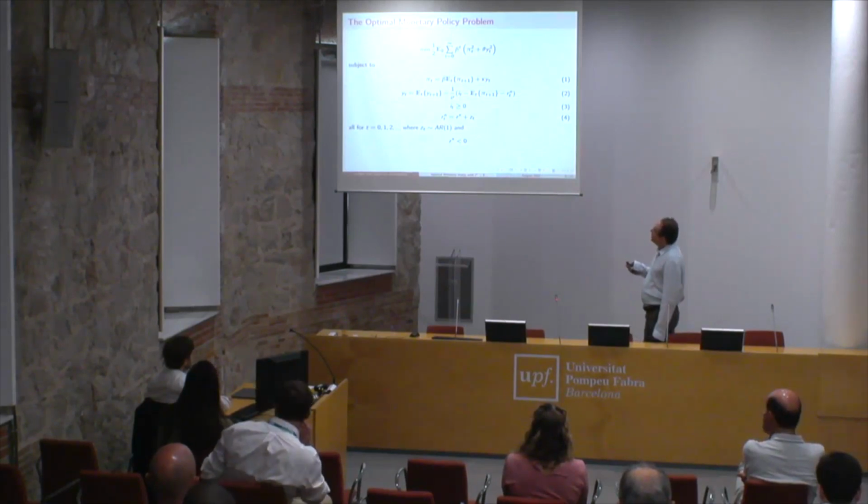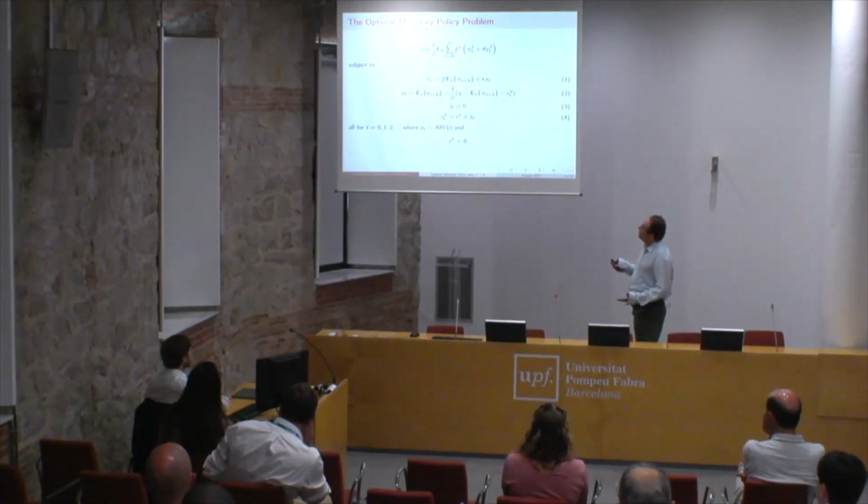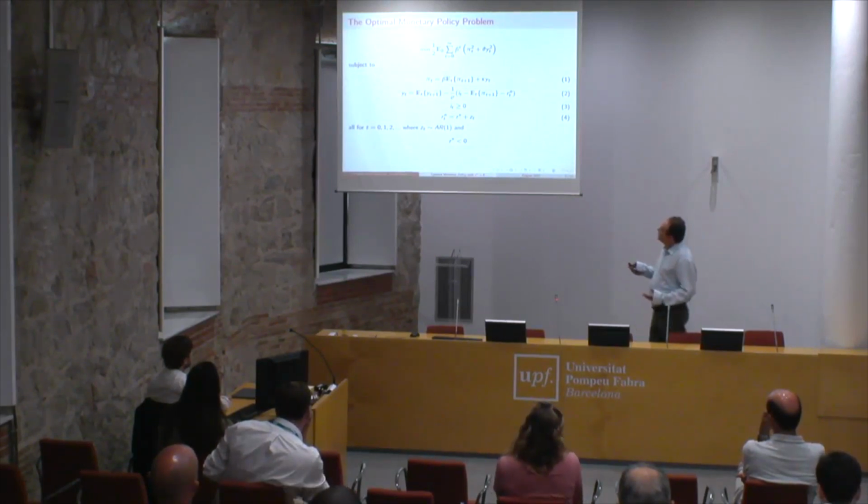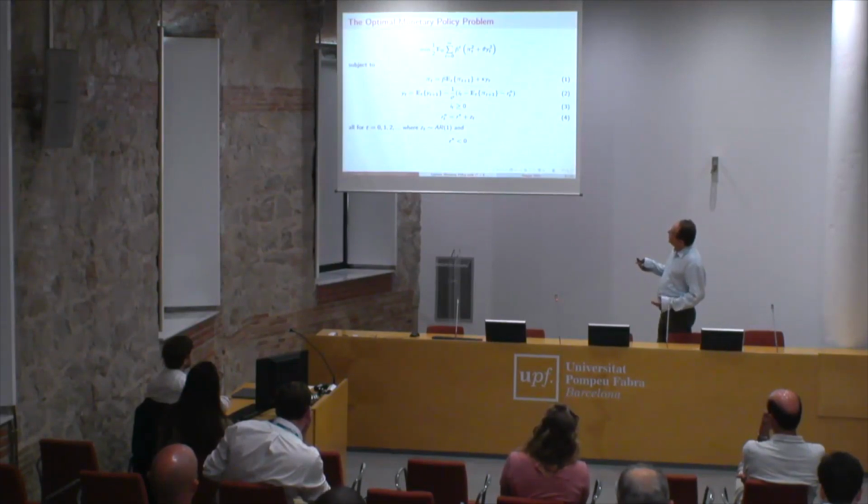This is the problem that we study. The central bank tries to minimize the discounted stream of losses from inflation and output gap deviations, squared deviations from target, subject to the standard Phillips curve and the IS equation.